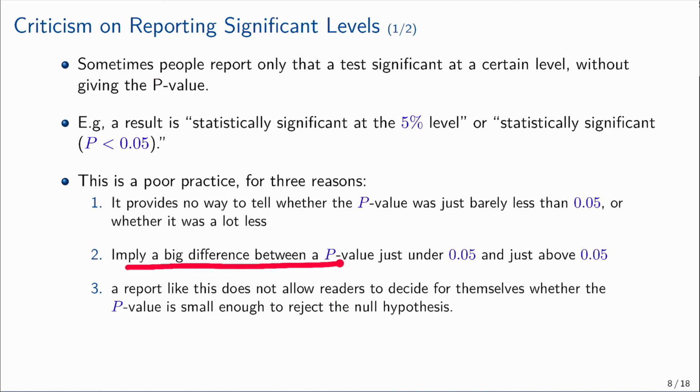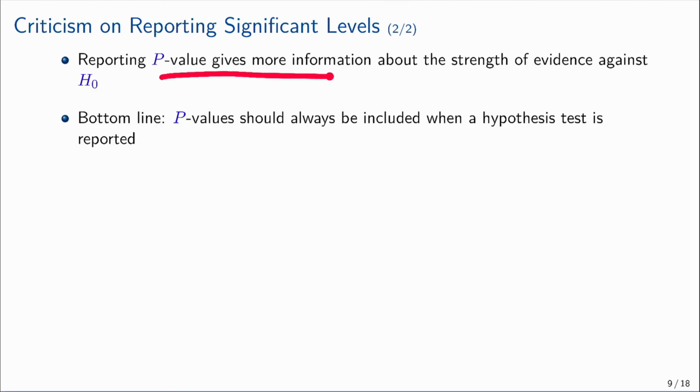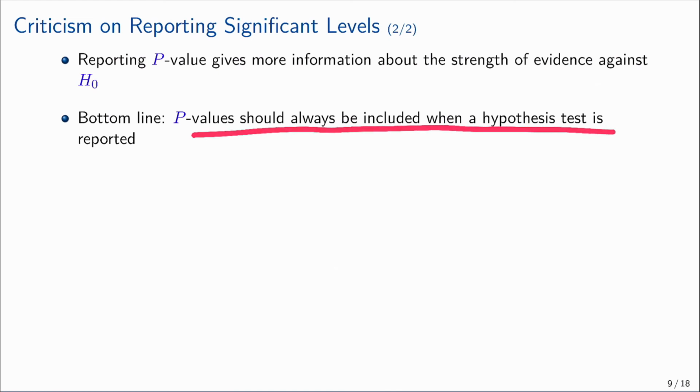Second, it can imply a big difference between a p-value just under 0.05 or just above 0.05. Third, a report like this does not allow the readers to decide for themselves whether the p-value is small enough to reject the null hypothesis. So in general, it's a good idea to report your p-values and let the reader make the conclusions based on the information that you are providing. Reporting the p-value gives more information about the strength of evidence against the null hypothesis. The bottom line, the p-values should always be included when a hypothesis test is reported.